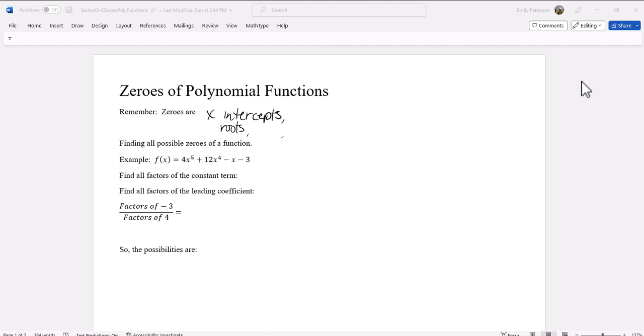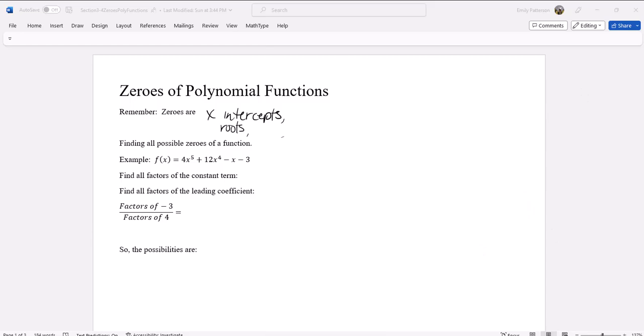So in the section before, what we did is we found the zeros of our polynomials. Again, remember those are our x-intercepts or our roots. And what we did before is we were given one of the roots, and then we did synthetic division or long-form division to find the other roots in our more reduced polynomial. But what if I'm not given any roots at all?